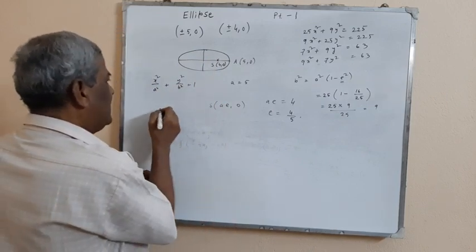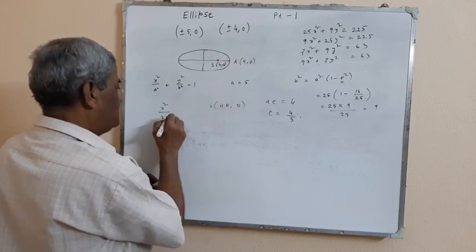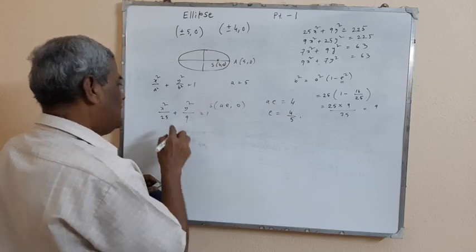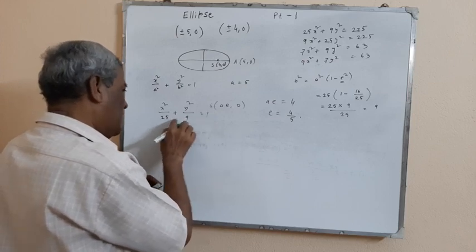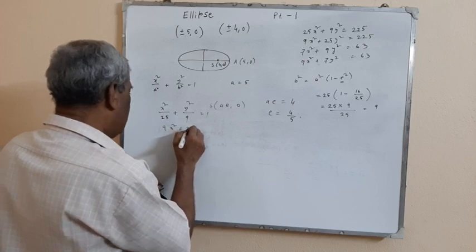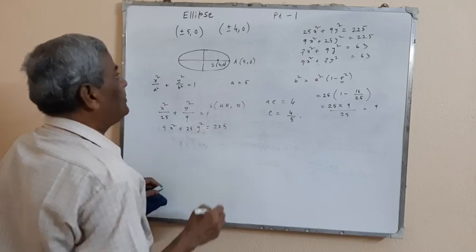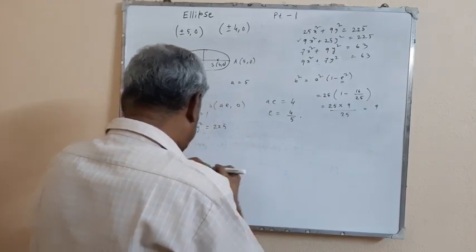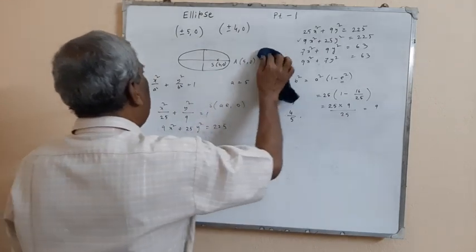So the equation becomes x square by 25 plus y square by 9 is equal to 1. Multiplying both sides by 25 into 9, that is 225, we get 9x square plus 25y square is equal to 225. The second option is correct. Next problem.